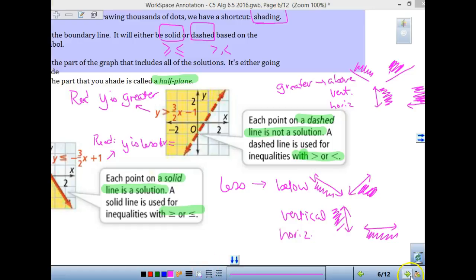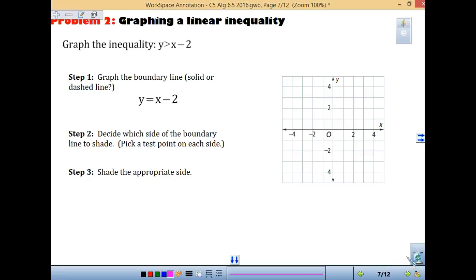So all of these are ways that help us to understand where we're going to shade. We're also going to pick a checkpoint. So you are looking at this equation. First thing we look at, dashed or solid. Because of the greater than, it should be a dashed line, right? So I know I need to have a dashed line. Because it's in slope-intercept, my start point is going to be where, Owen? 0, -2. Okay, so my start point is 0, -2.